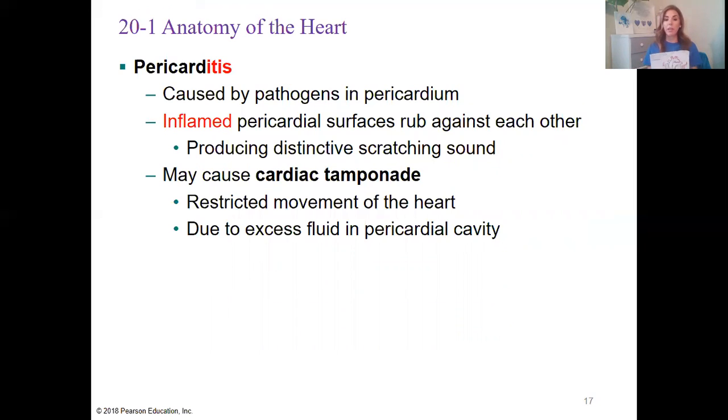Before we get there, pericarditis, and remember, anything itis means inflammation. So pericarditis is inflammation of those pericardial surfaces. They can start to rub together and this can definitely cause some restriction in the movement of the heart. We would call this cardiac tamponade because of this pericarditis. So this is caused by varying levels of pathogens.